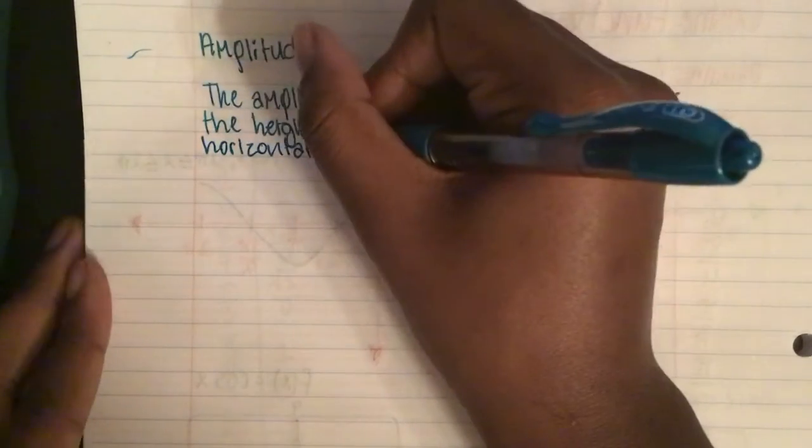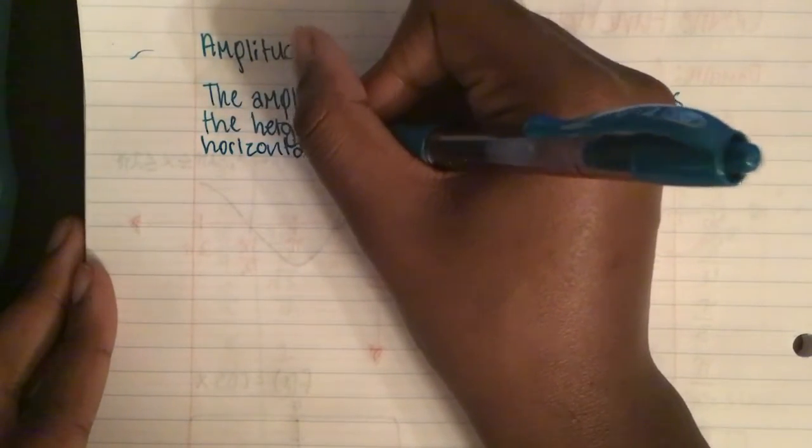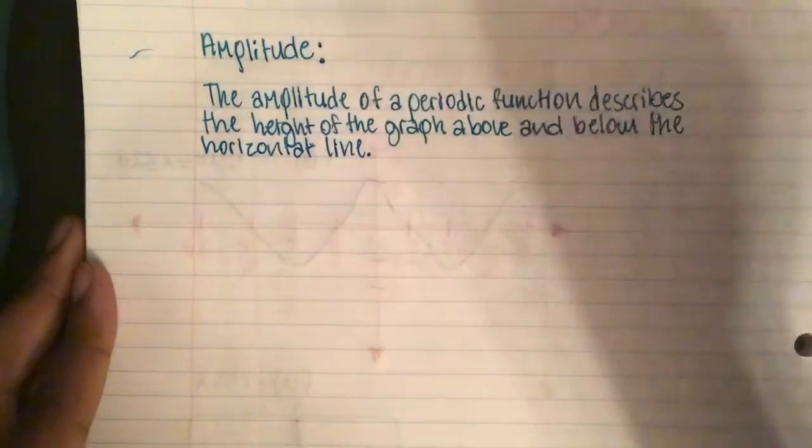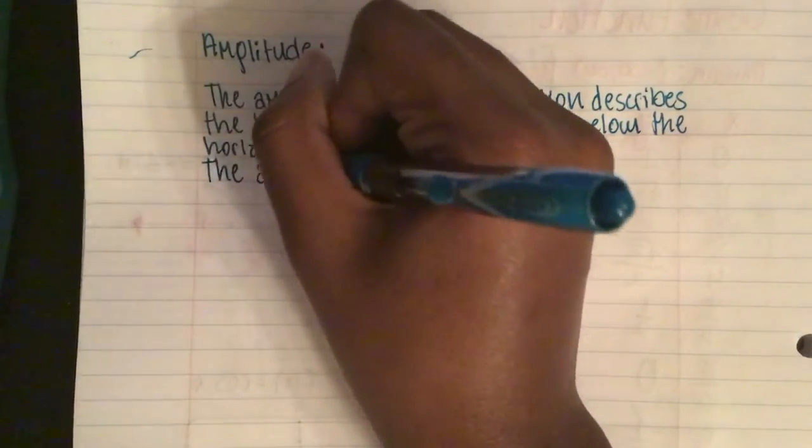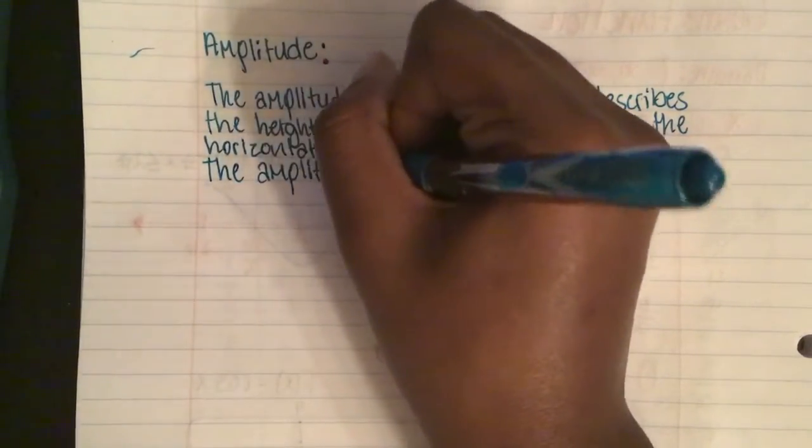So you'll see that later on when I show you a few examples, or you could have seen that whenever you went back to the sine and cosine graphs. You could see that the amplitude wasn't very high. It was just around 2, I believe. Correct me if I'm wrong.